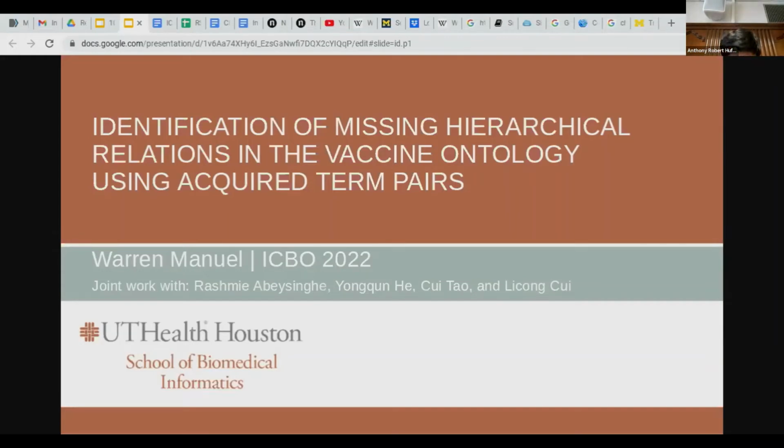All right. So this is basically identification of missing hierarchical relationships in the vaccine ontology using a methodology that we call acquired term pairs. So this is joint work with Rashmi Abhay-Singha, Dr. Oliver, Dr. Sweetow, and Dr. Likong Sweet.